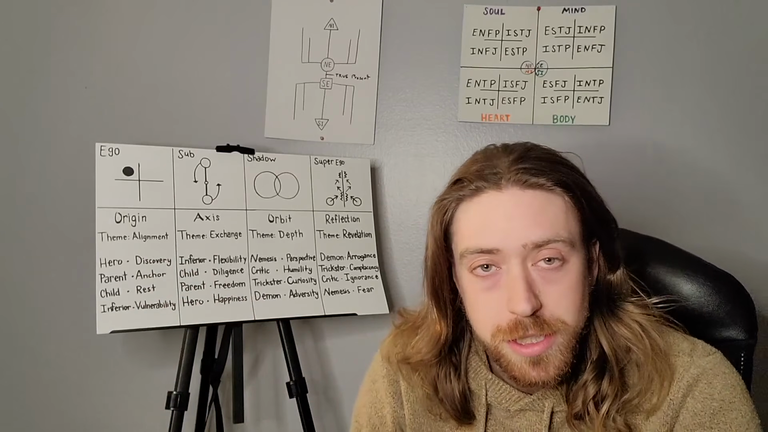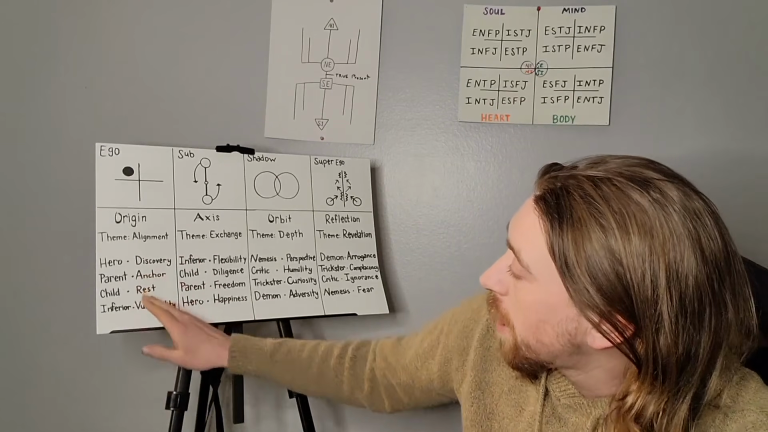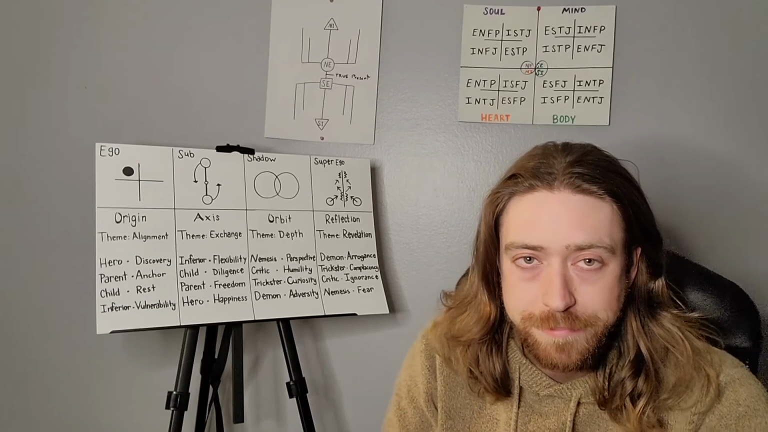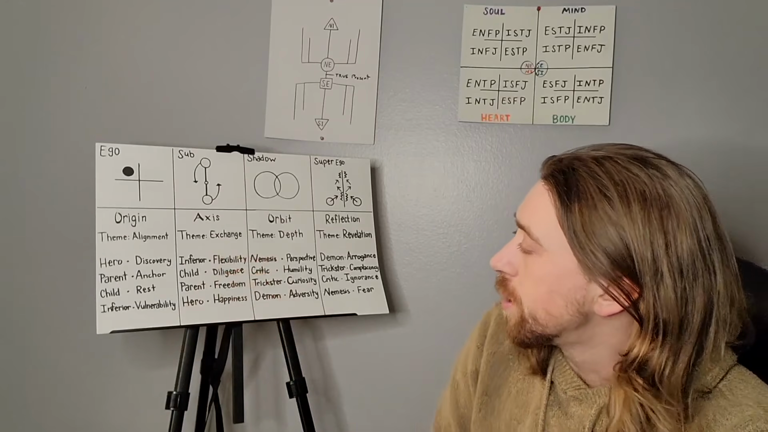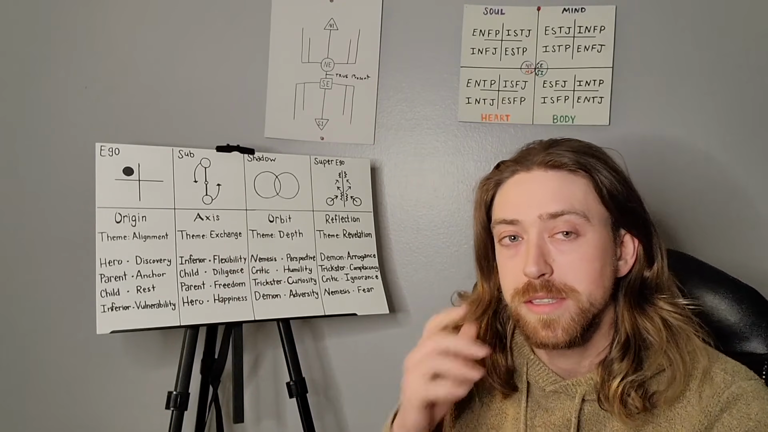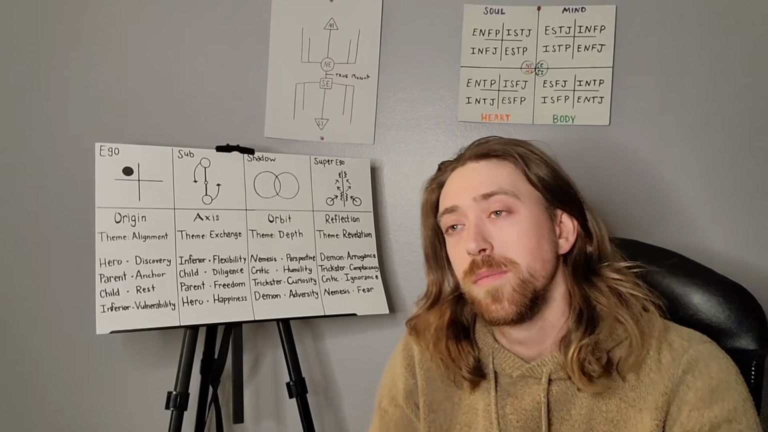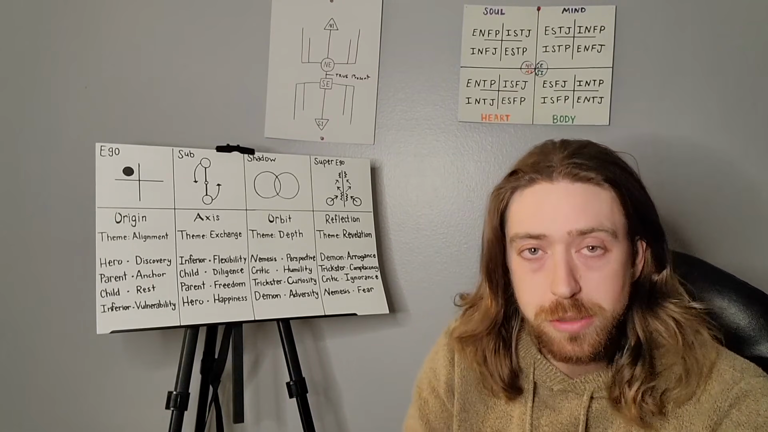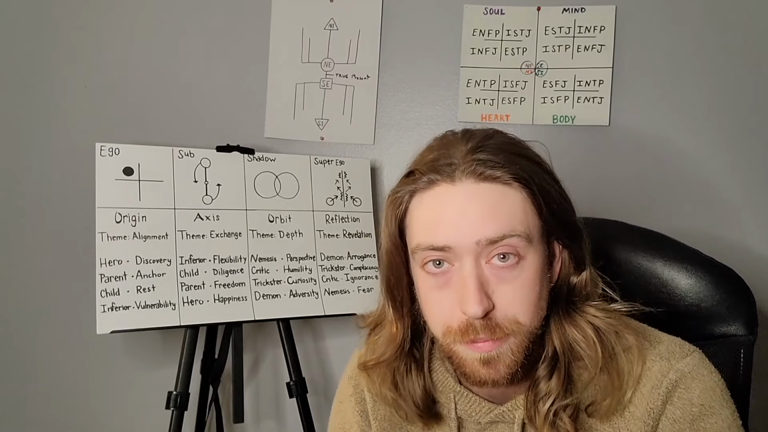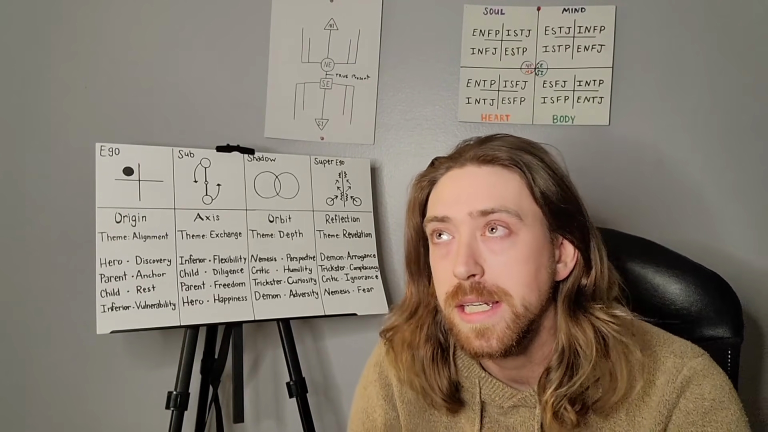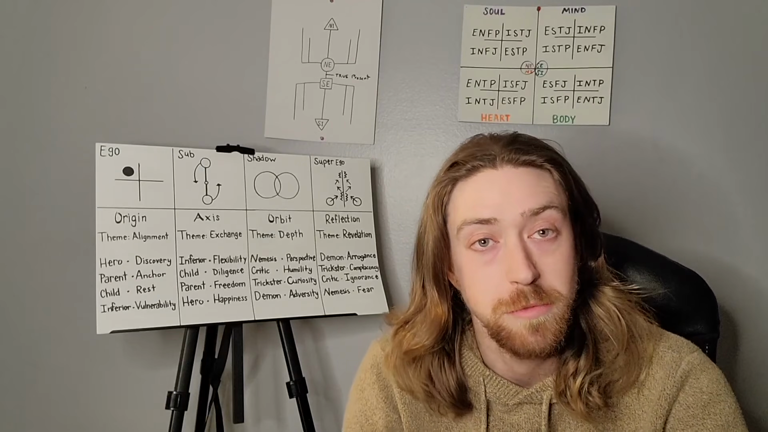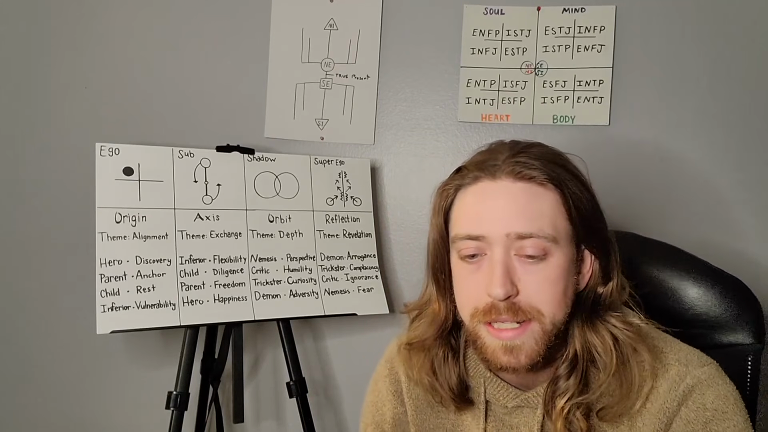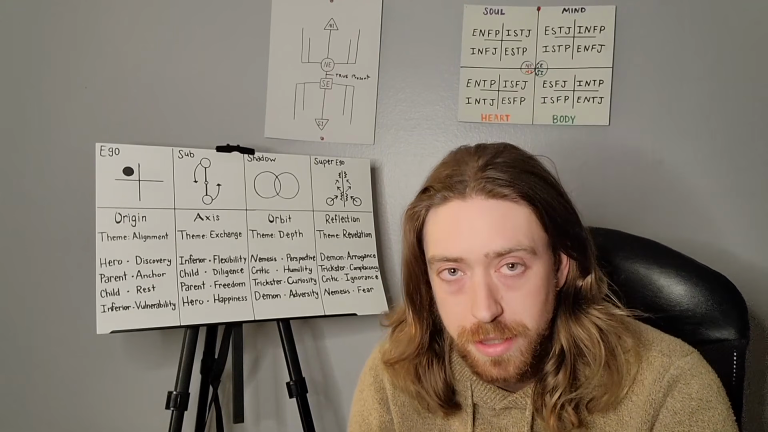Each one of these functions within that theme, your hero, parent, child, and inferior, follow this theme in a similar way. Starting off with the hero, we have the theme of discovery. Now, this is kind of twofold. A, the brain uses the hero function to discover. It is a very active function. It's virtually always on, and it is the way that your brain discovers other things.